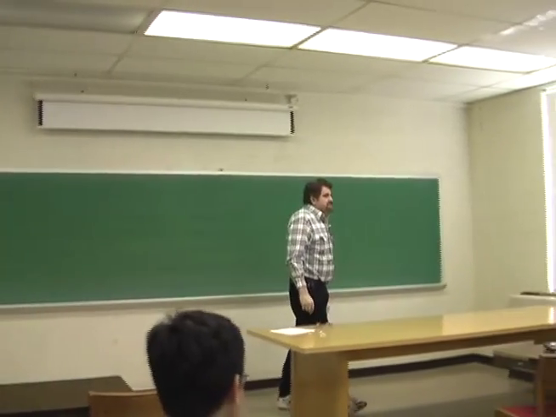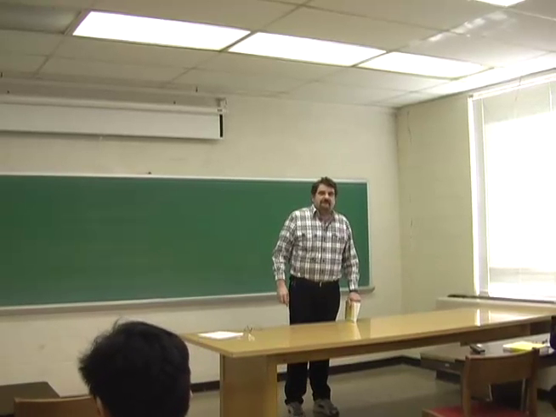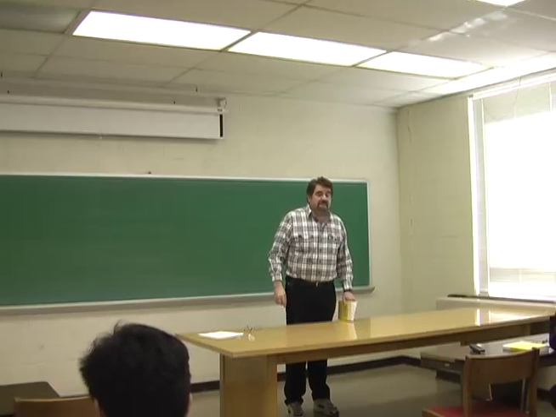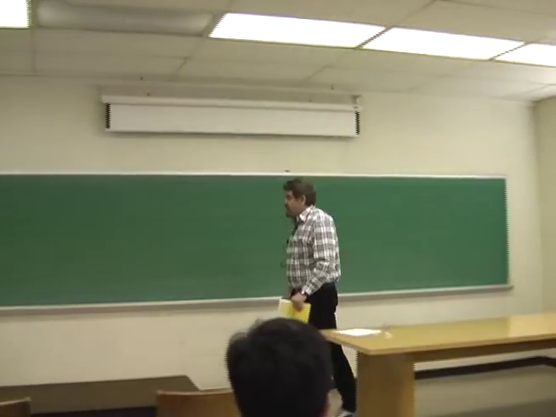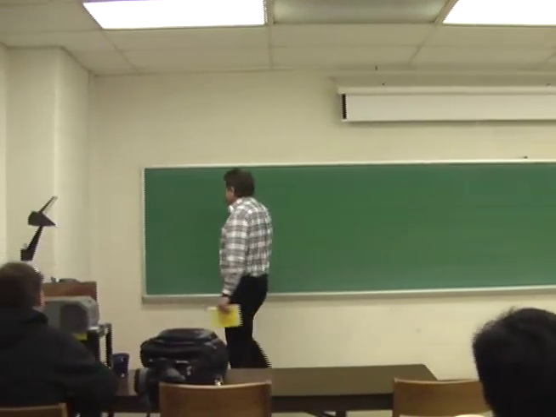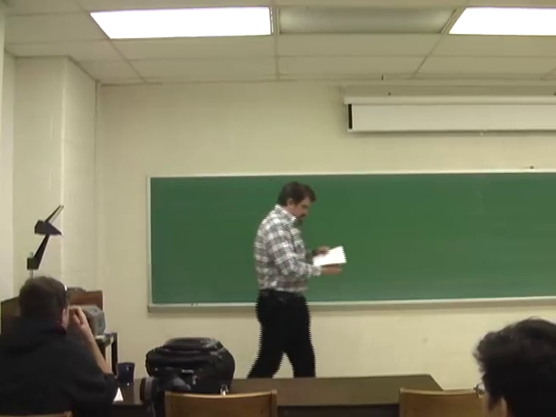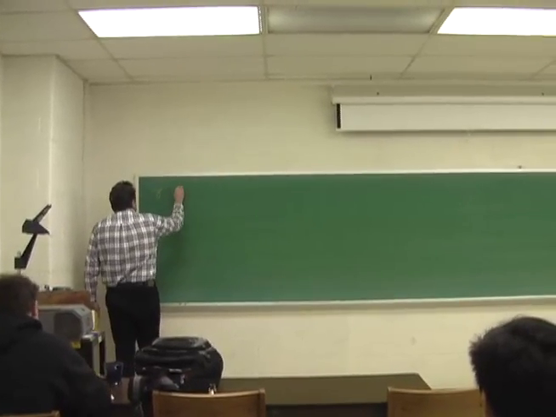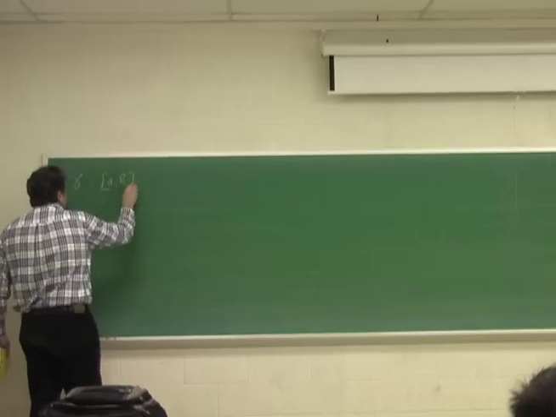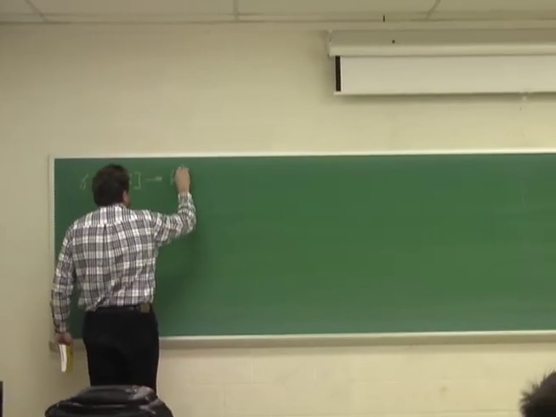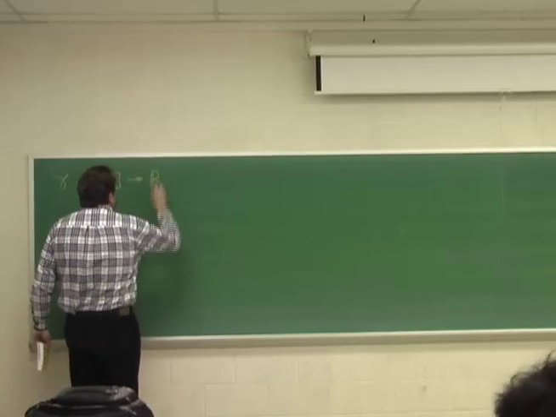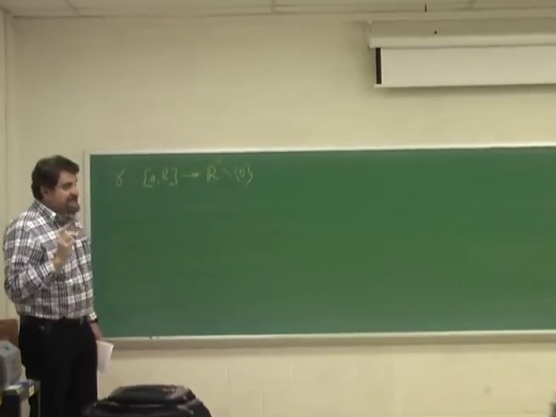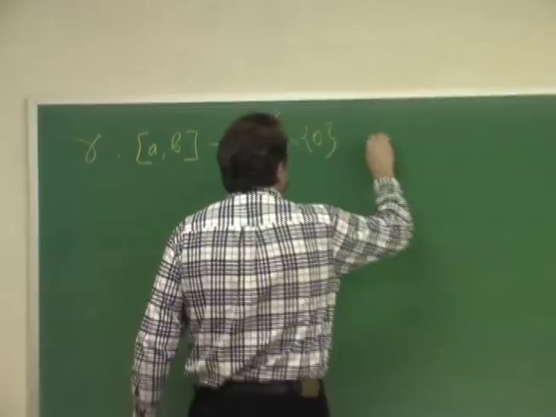Now we want to get rid of any assumption of smoothness and work entirely with continuous curves. Okay, let gamma be a continuous mapping to R2 without the origin. Continuous, and this mapping is only continuous, nothing else.